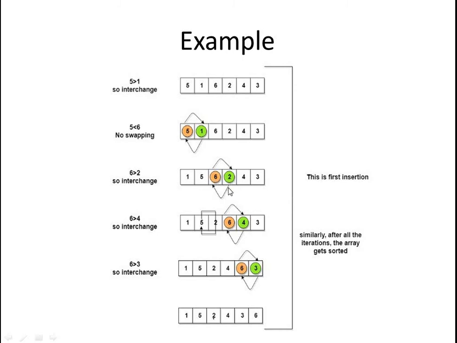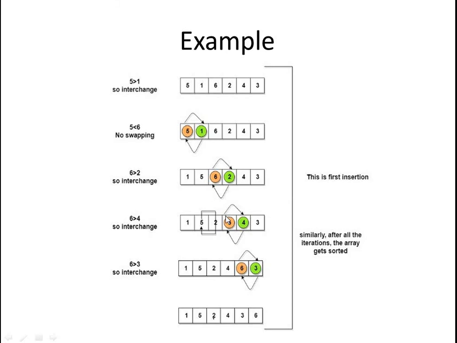And we are moving to the next adjacent elements, that is 6 and 2. We are checking if 6 is greater than 2. 6 is greater than 2 is true, so we need to interchange. That is, 2 will move here and 6 will move here.